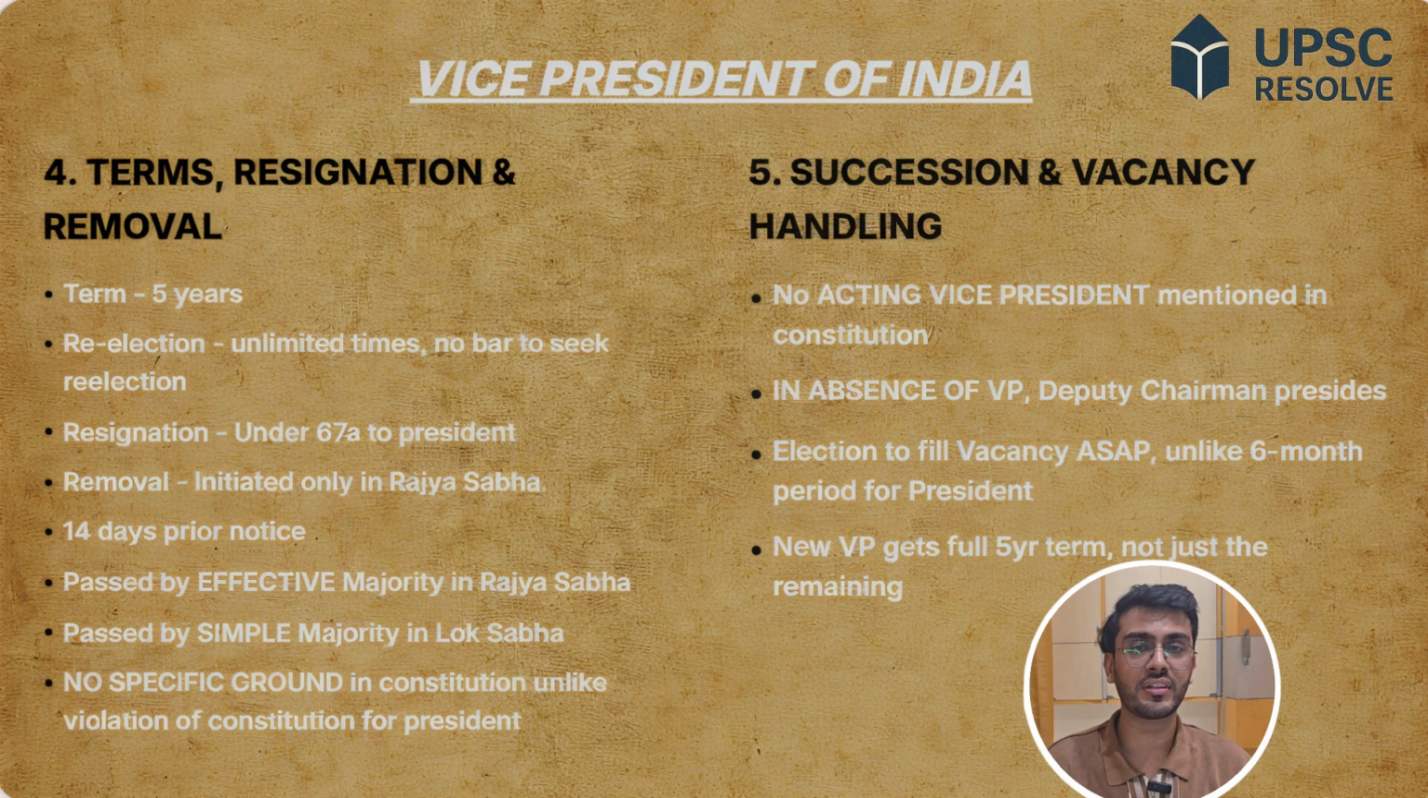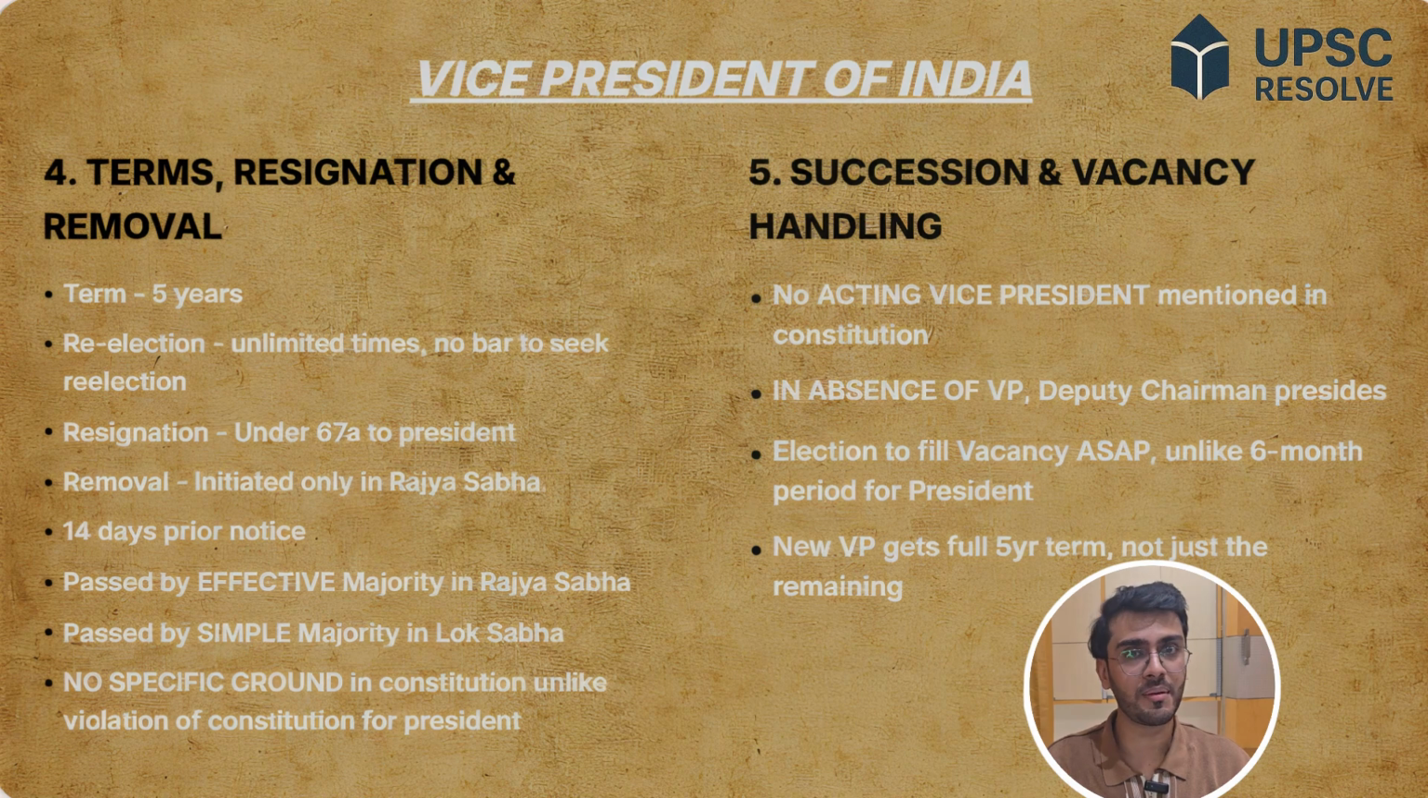Effective majority का मतलब क्या होता है कि majority of all the members of the house except vacant seats. ठीक है, तो जितने भी members होंगे house के except the vacant seats, उसका majority मिलना जरूरी है राज्य सभा में. Then the resolution goes to the Lok Sabha. वहां पर it has to be passed by simple majority. What is simple majority? Majority of the total member present and voting.